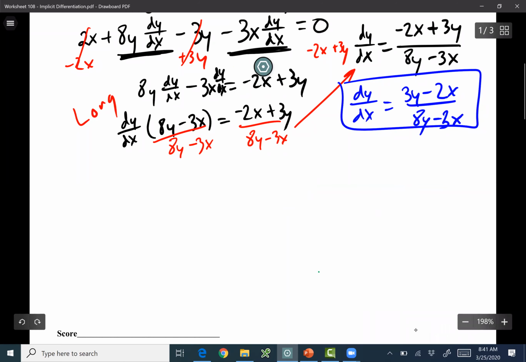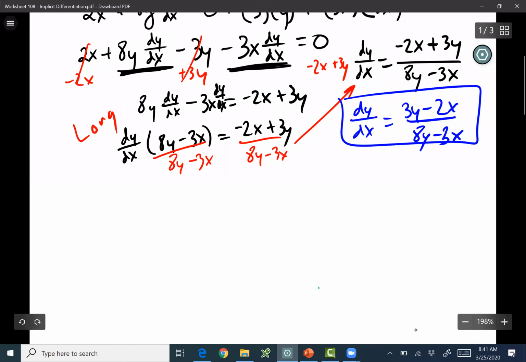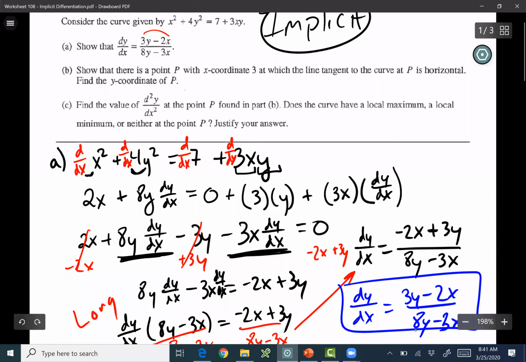So anyways, this question, there's that. It's usually not too difficult, that first part, but it's just really making sure that we're applying implicit. Part B says, show that there's a point with the x coordinate of 3. And usually, by the way, part A was worth about 2 points, right?